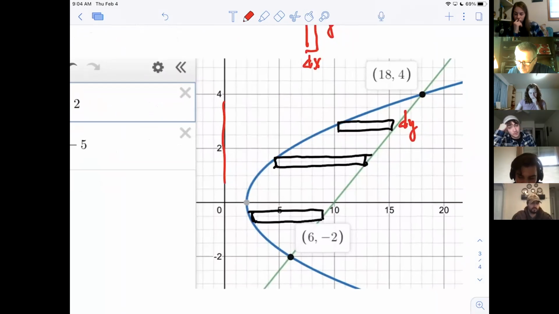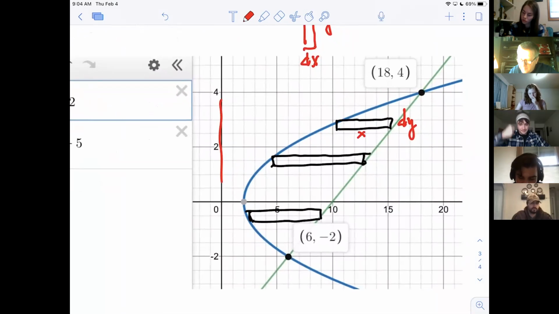And then isn't x kind of the height of the rectangle? Again, what do you call width? What do you call height? I always think of height as the tall one. So in this case, I'm just saying dy is the width and x is the height.